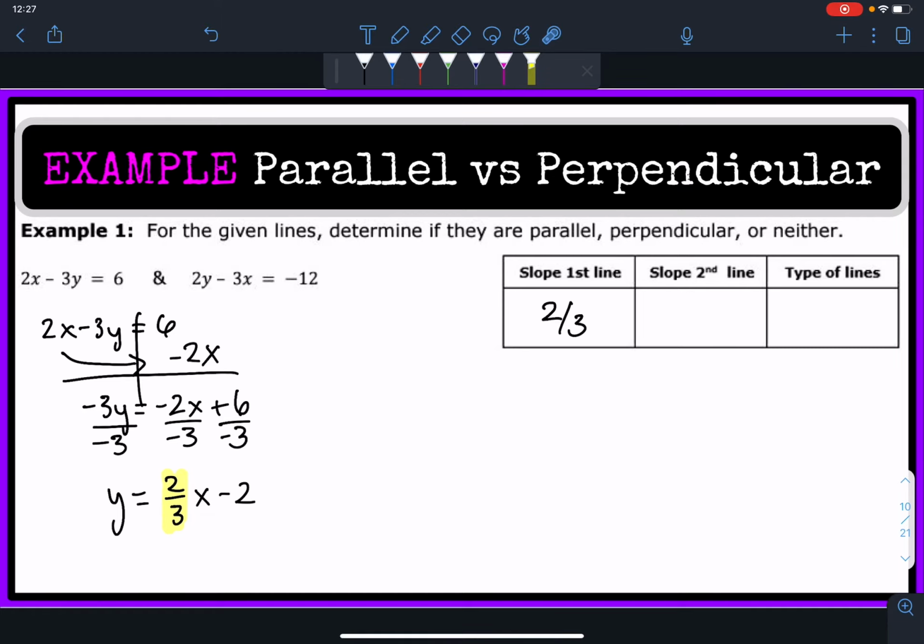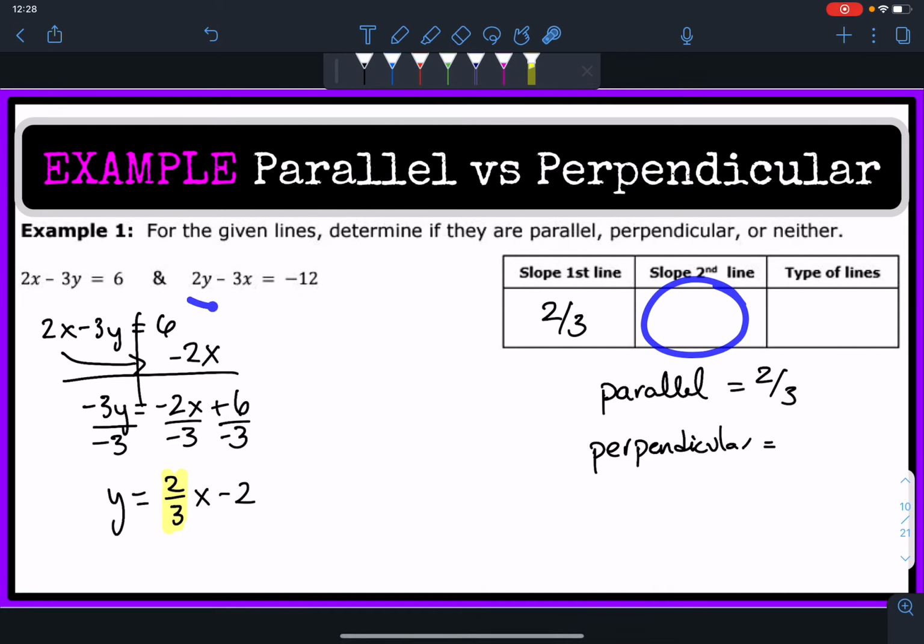Now in order for the line to be parallel, the slope of this new line right here would have to be the exact same number. But in order for the two lines to be perpendicular, the slope of this second line would have to be the opposite, and the number would have to be flipped. So I need either this number or this number to be parallel or perpendicular. If it's neither of these two things, then the two lines are neither parallel nor perpendicular to each other.